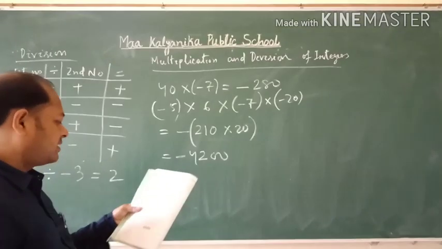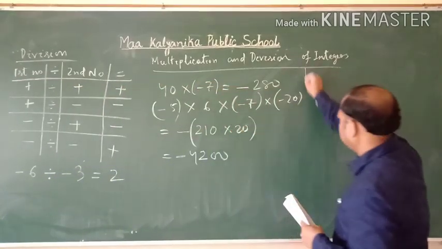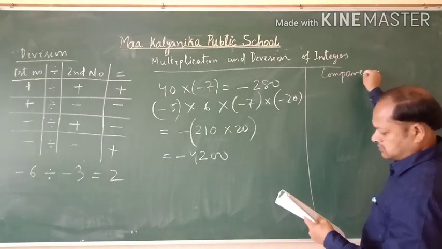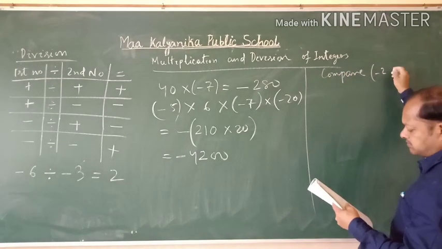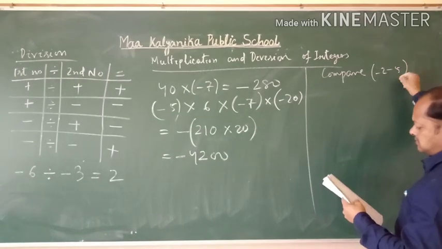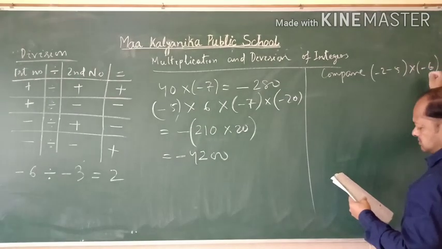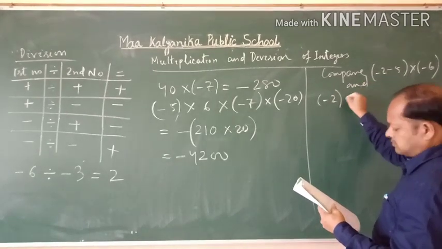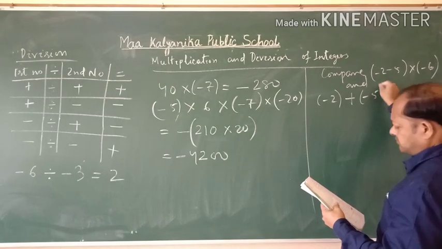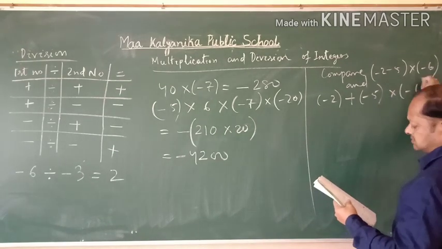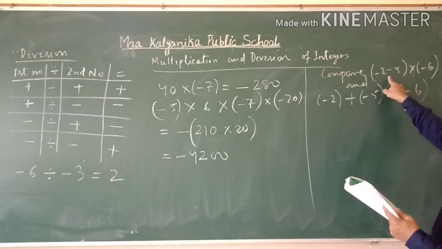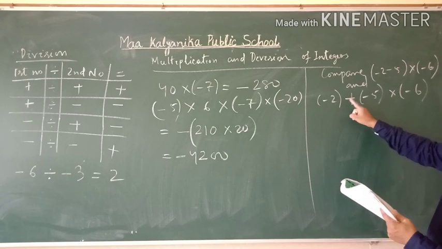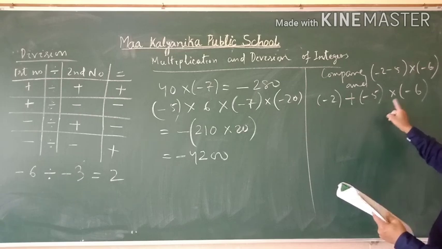Now one more question is given here. The question is saying to compare minus 2 minus 5 into minus 6 with what? Minus 2 plus minus 5 into minus 6. So let's check the question and see what the answer is.